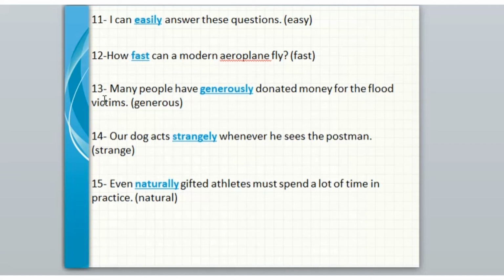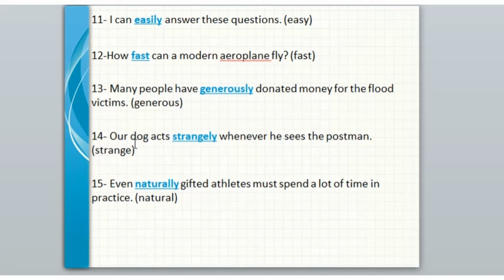Okay, number 13. Many people have dash donated money for the flood victims. Bracket says generous. Generous is the one adjective. How do we make it in adverb form? By adding ly, it will become generously. Many people have generously donated money for the flood victims. Generously. Okay, students, focus on the spellings.